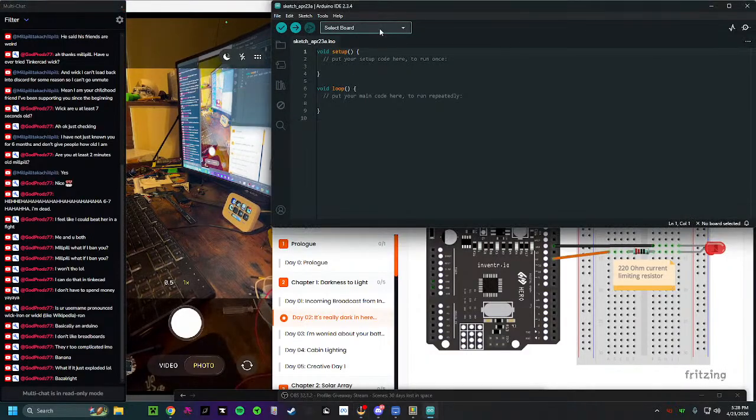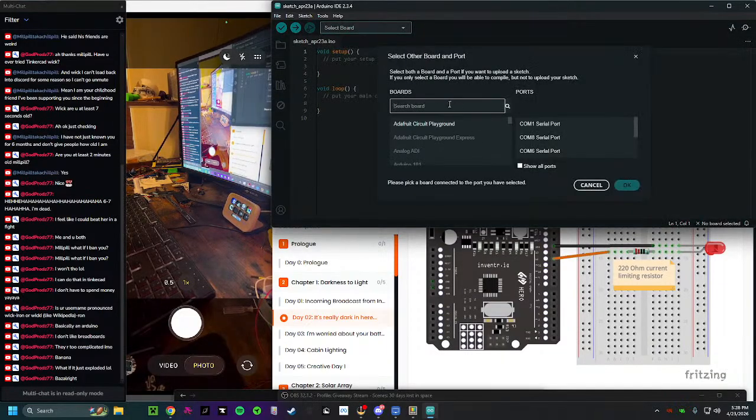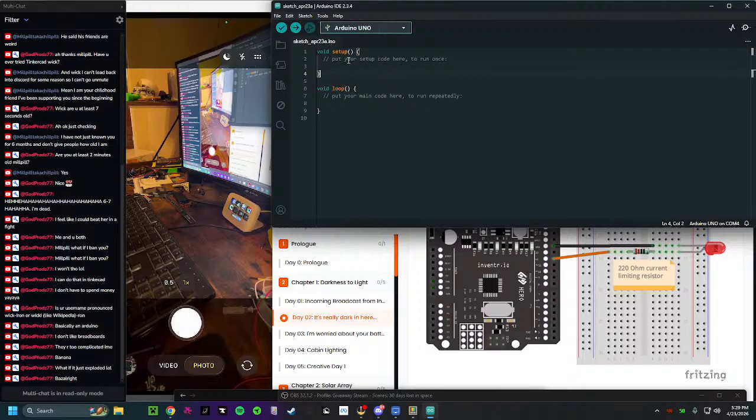Alright. Select board, COM4. Did it change? There we go. Alright, so it's hashtag, right, guys? Hashtag include, right? Alright. Define cabin light. Let's do cabin underscore light, guys. Can't forget that. It's a little important.